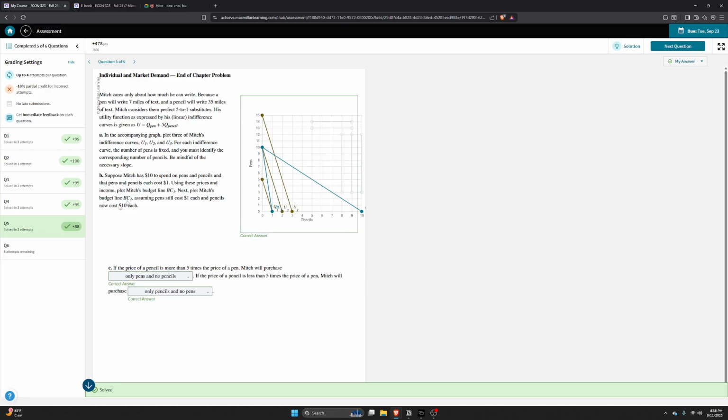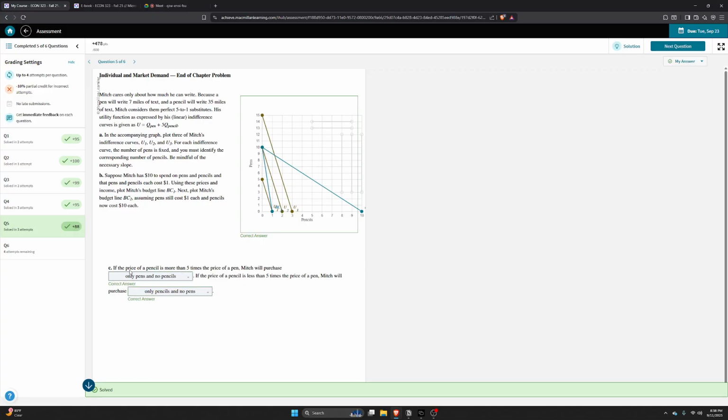And then it says, what if pens and pencils now cost $10 each? So he could only buy 1 pencil, but he could still buy 10 pens. And you can see the highest utility curve would be this one, where he would be buying 10 pens.